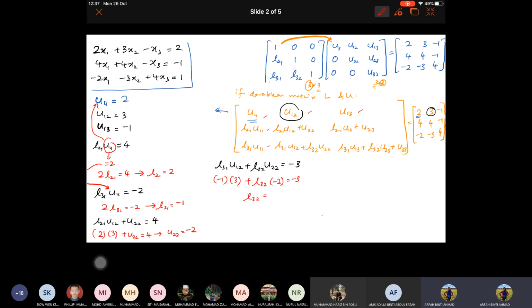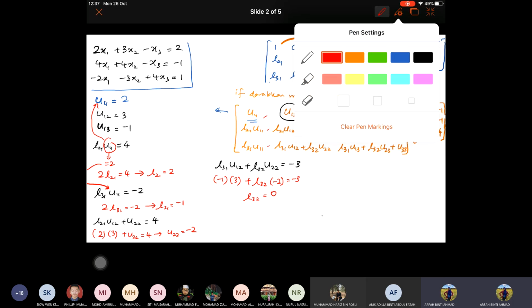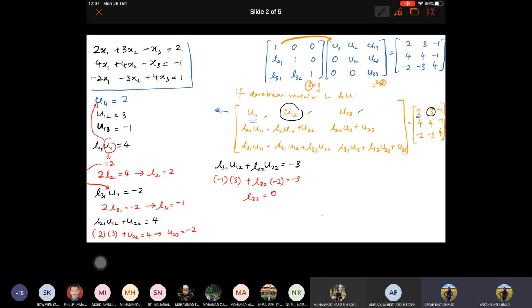Kosong, betul tak? Betul. So you akan dapat L32 sama dengan kosong. So tinggal the last, bukan the last equation, ada lagi dua equation kan. So you have another 2 last equation dekat kolom ketiga. L21 U13 tambah U23 sama dengan -1.